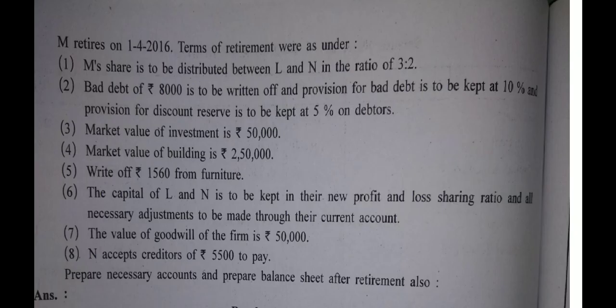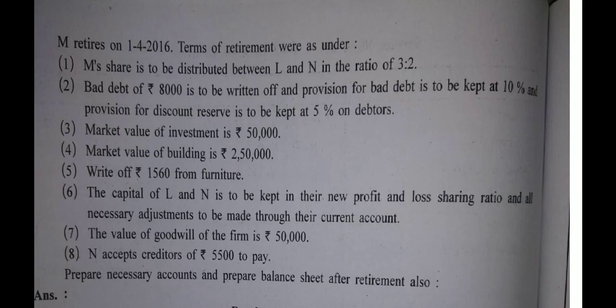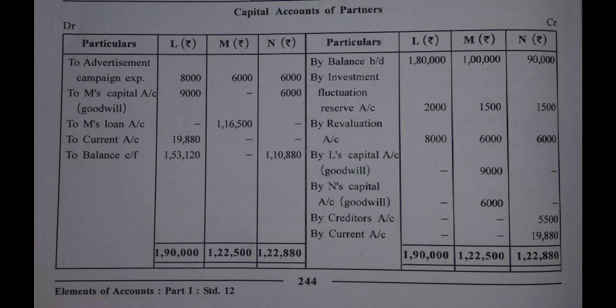I think it was the seventh adjustment that we completed last. So we are supposed to start from adjustment number 8. It says N accepts creditors of rupees 5,500 to pay. N says that he will pay rupees 5,500 of creditors. What is the amount of creditors? It is 60,000. Out of 60,000, 5,500 will be paid by N. So the effect will be given in his capital account. Let us check. Yes, in the capital account of N, on the credit side you can see by creditors account 5,500. This is the first effect for adjustment number 8.